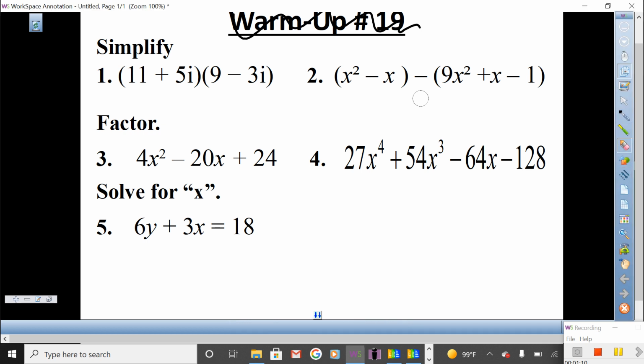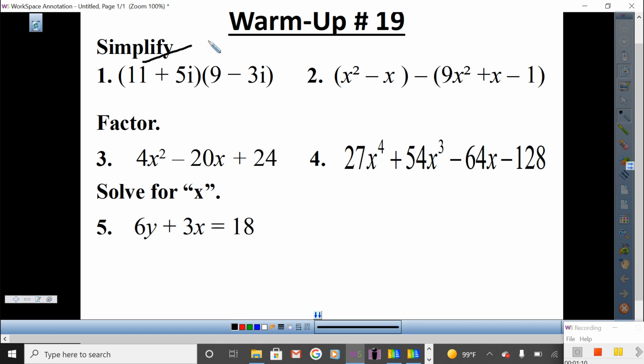Alright. So number 1, you can use distributive property or area model. Who used area model? Distributive property? You can do either or. I'm going to use distributive, so I'm going to multiply this times this, that's 99. 11 times negative 3i, that's negative 33i. Then 5i times 9, that's positive 45i. And then 5i times negative 3i, that's negative 15i squared. So far so good? Combine like terms.